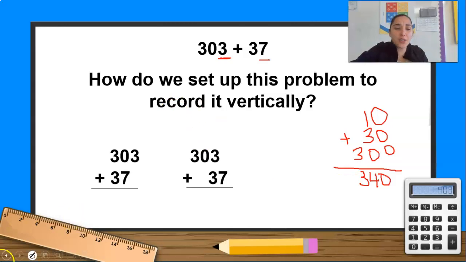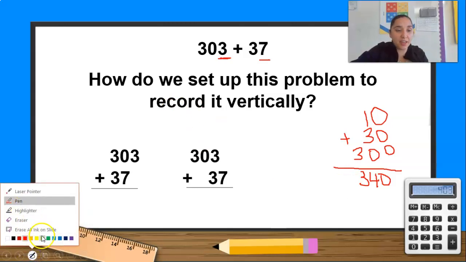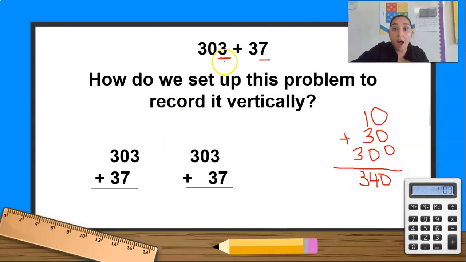You can also solve it looking at this, boys and girls. You can say, 3 plus 37 makes 40. And 40 plus 300 makes 340, boys and girls. I solved that problem using mental math.